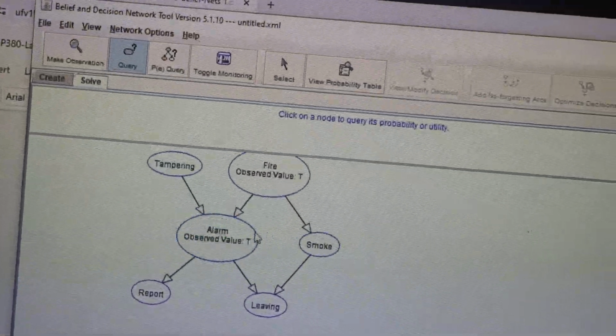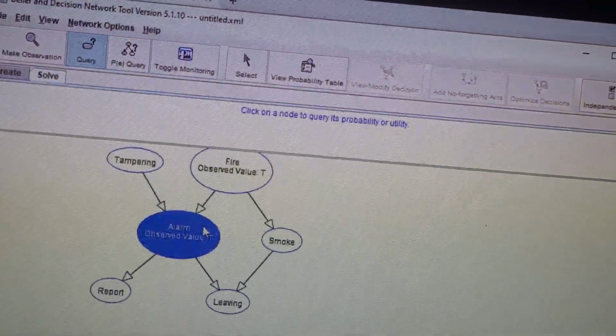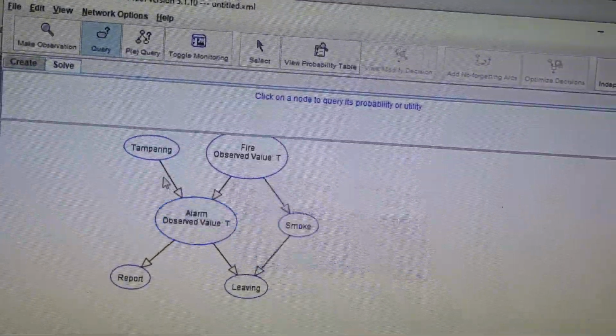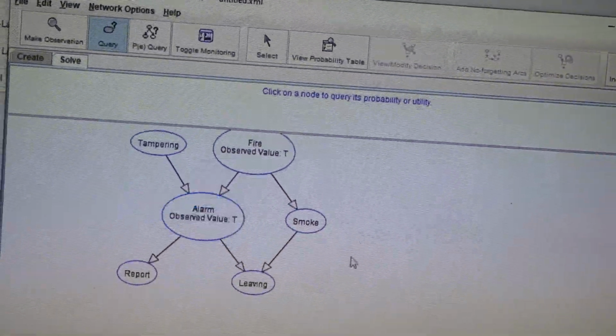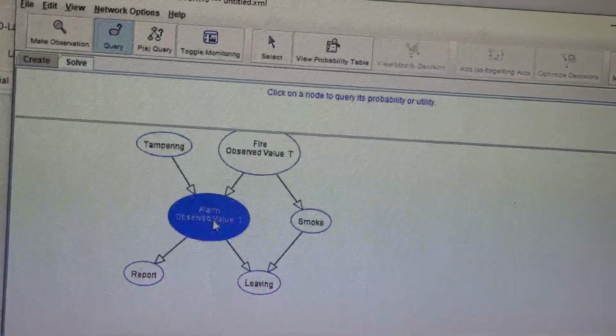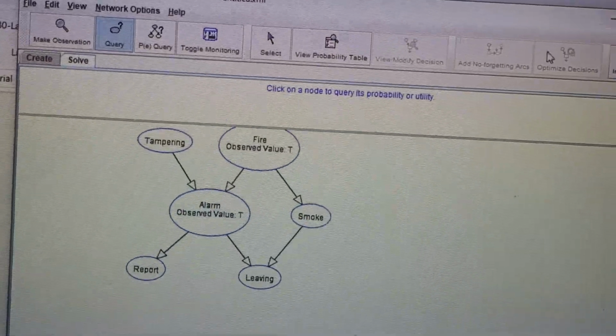Like, say if the alarm was a smoke detector, it would be a different tree, right? It would be a tree of alarm up here, but the alarm must be manual since tampering can set it off.